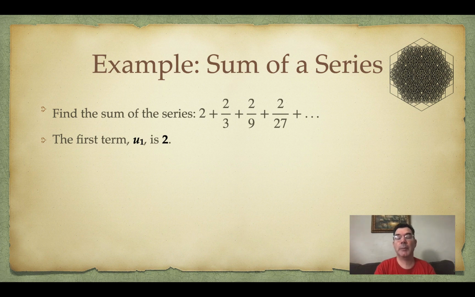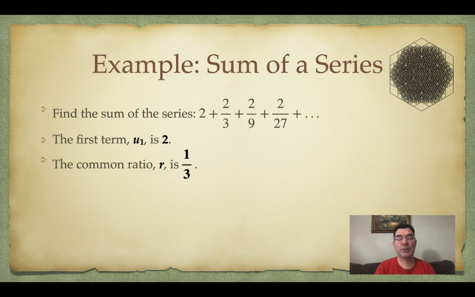I can just look at the series and figure that out. To figure out the common ratio, all I need to do, if I know this is a geometric series, is to take any term in the series and divide it by the term that comes before it. So I could take 2/3 and divide it by 2, or I could take 2/9 and divide it by 2/3. Any term and divide it by the term that comes before it. So if I do that, in either case, I'm going to get that the common ratio is 1/3.